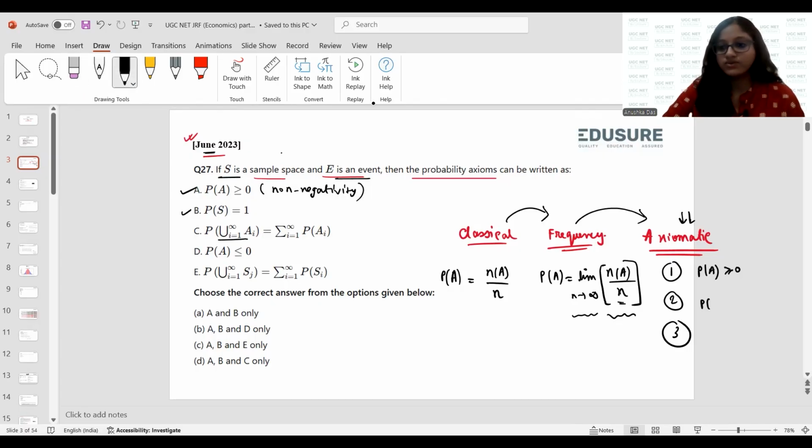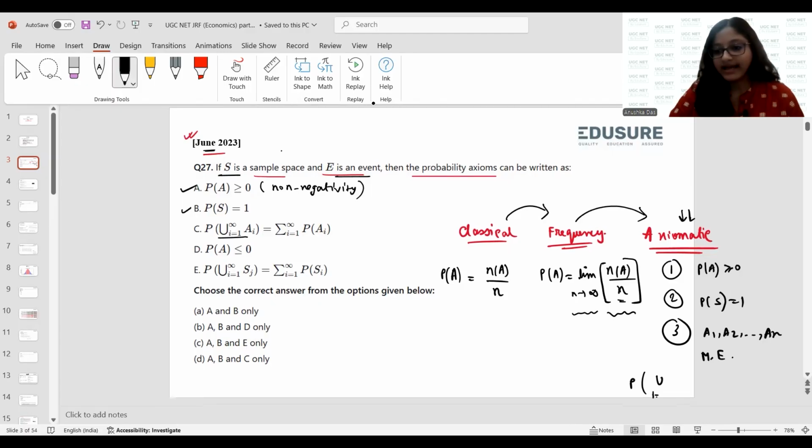Let me write it in terms of S only. Probability of a sure event is always 1, and suppose A1, A2, up to An, all these events are mutually exclusive. Mutually exclusive means they are disjoint in nature. They are all separate disjoint events. If this is the case, then how will you write this? Union i from 1 to n Ai. So the probability that at least one of them occurs will be equal to the individual summation of all the probabilities. So these are the three different axioms that had been postulated by Kolmogorov in the axiomatic definition. So A, B, and C will be the right answers for this question.